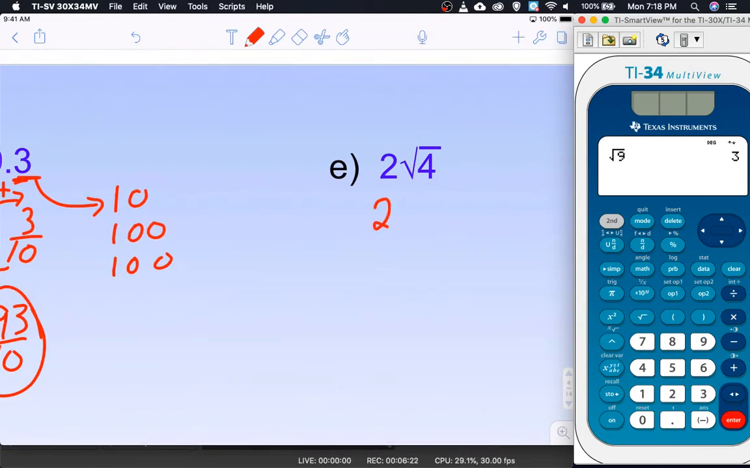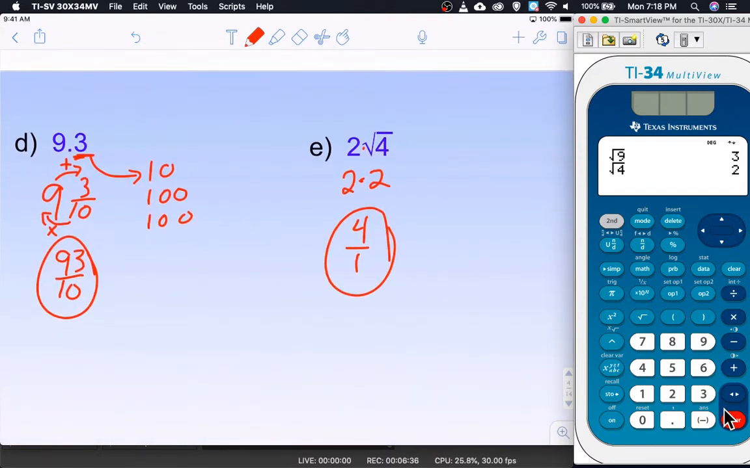So that says 2 times the square root of 4. The square root of 4 is going to be 2. So 2 times 2 is 4. As a fraction, that's just 4 over 1. That wasn't too bad.